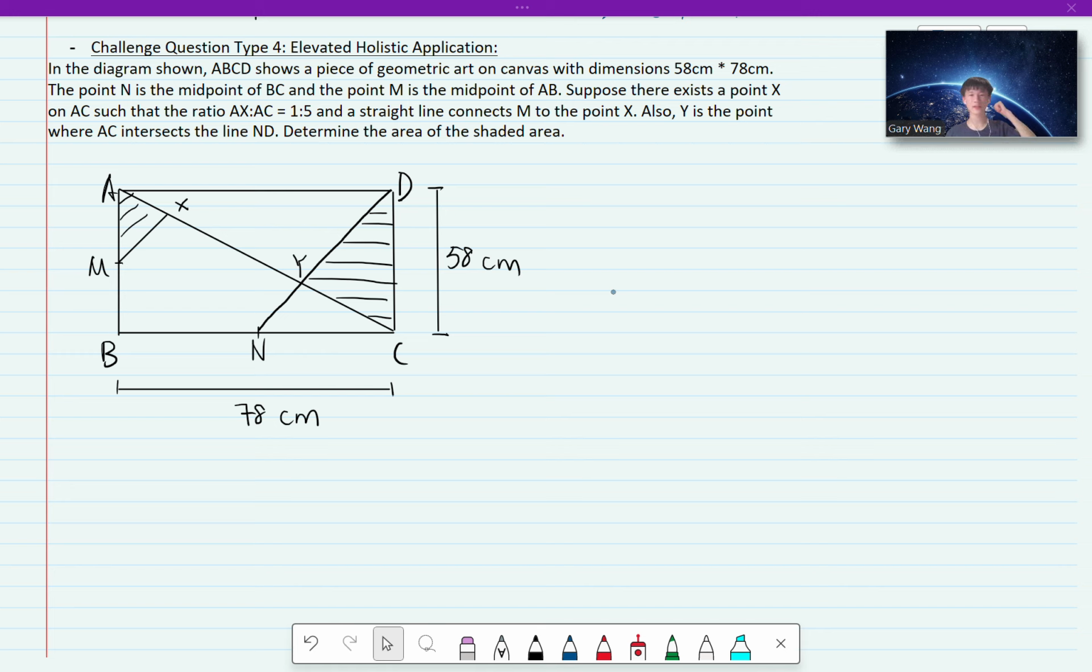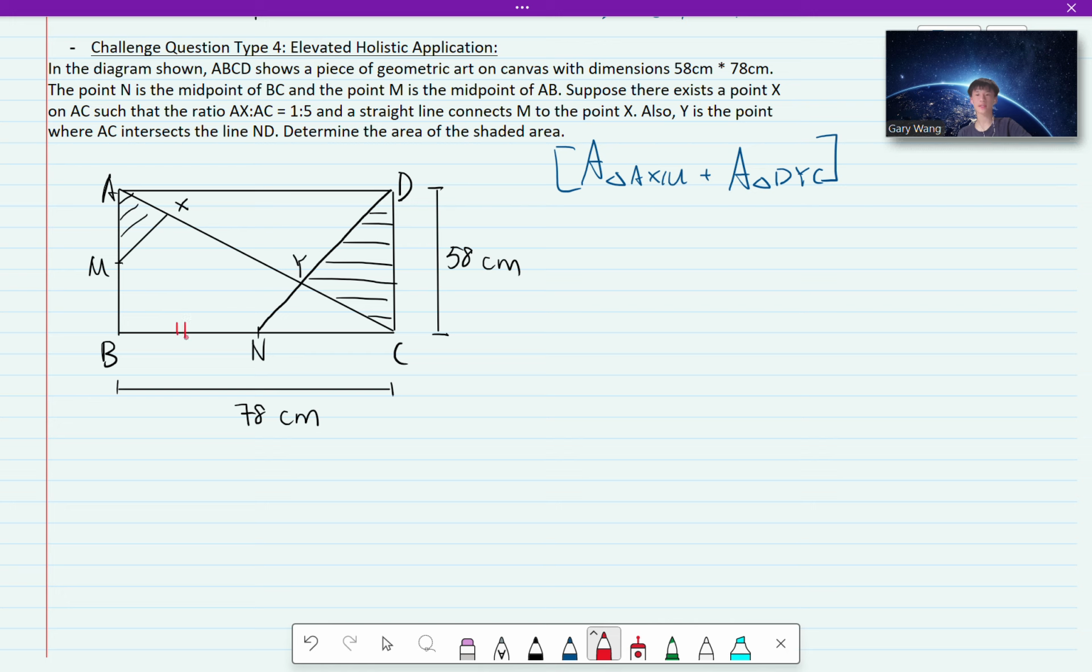So basically, what we are looking for is the area of triangle AXM plus triangle DYC. So this is the total area that we are looking for, which consists of two parts, and both of them are triangles. And for the conditions stated in the question, we can mark them on the diagram.